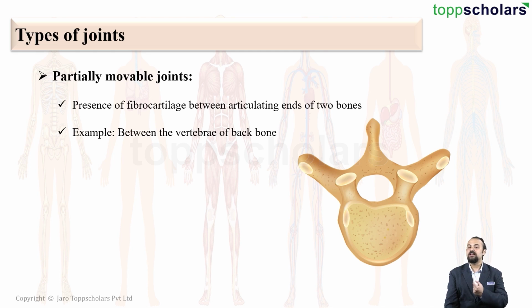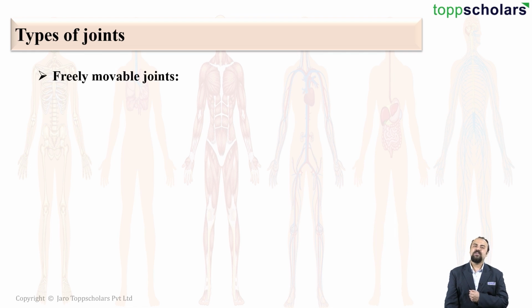It is not one single bone. The backbone is made up of many vertebrae, and between these vertebrae are partially movable joints, which allow bending forward and backward movement. Yes students, moving on, next we have freely movable joints.